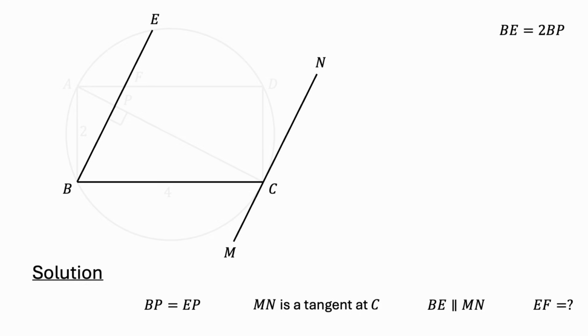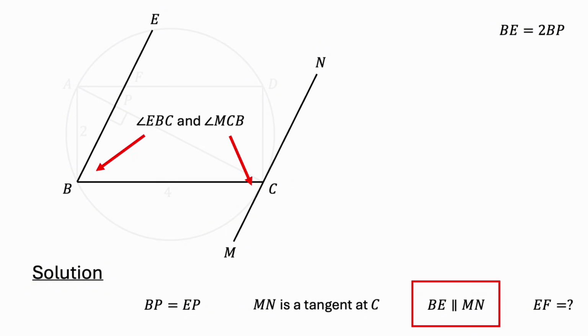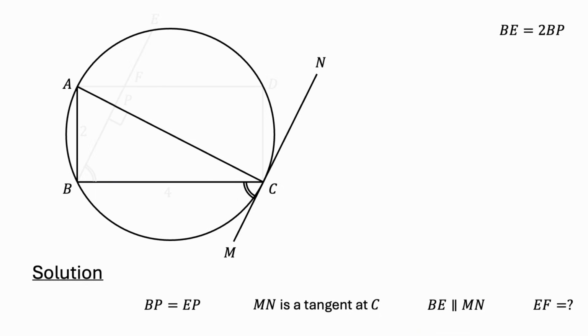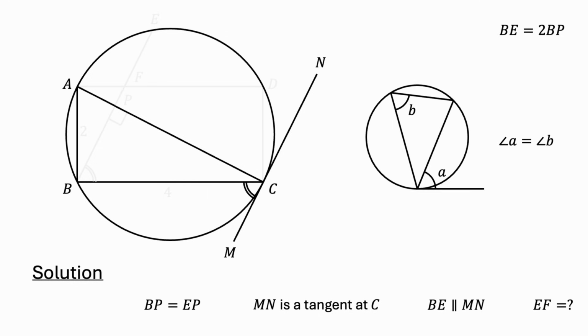Next, consider the lines BE, BC, and MN. Since BE is parallel to MN, angles EBC and MCB are alternate interior angles. Since alternate interior angles are equal, we have angle EBC equals angle MCB. Next, consider triangle ABC, the line MN, and the circle. By the tangent chord theorem or alternate segment theorem, we have angle CAB equals angle MCB.